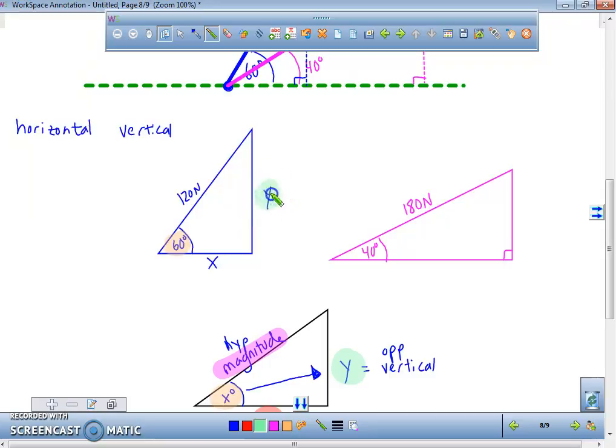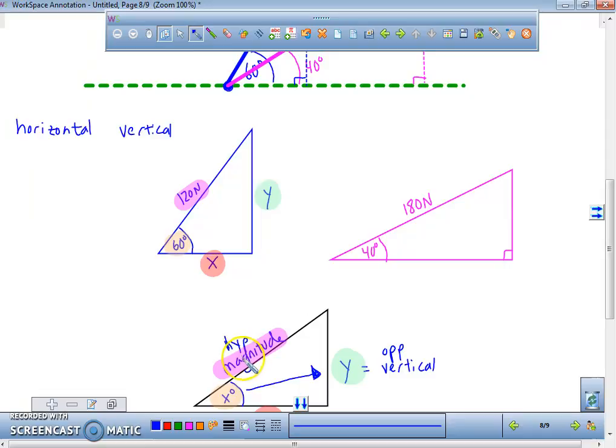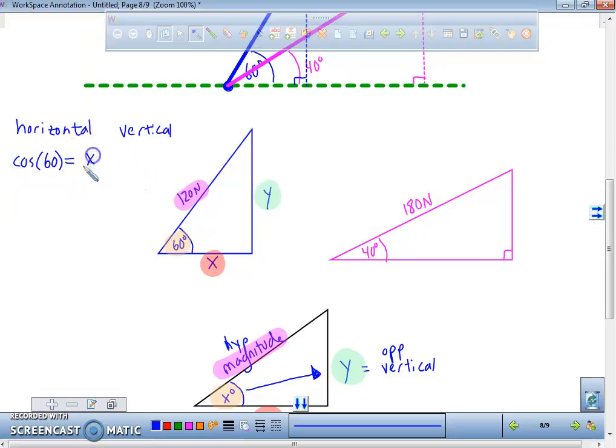What's our vertical component? Y. What's our horizontal component? X. And what's the magnitude of this one? 120. So if I wanted to find my horizontal component, I would write the cosine of what? 60 equals what? X over 120. Put this over a 1. So our horizontal component will literally be x equals 120 times the cosine of 60.